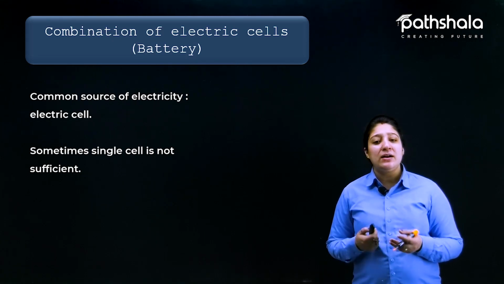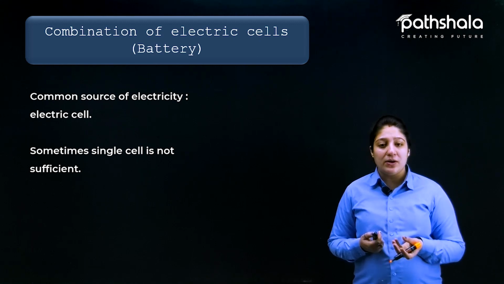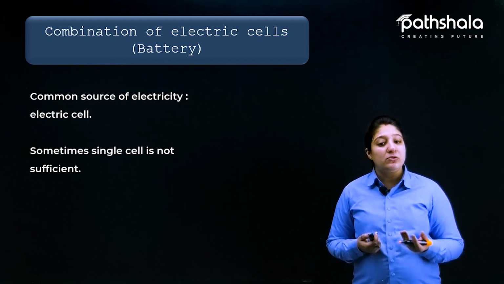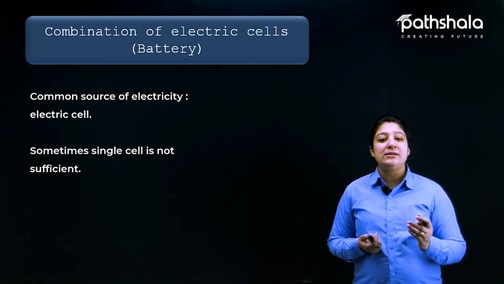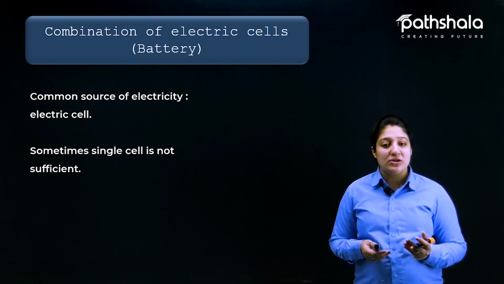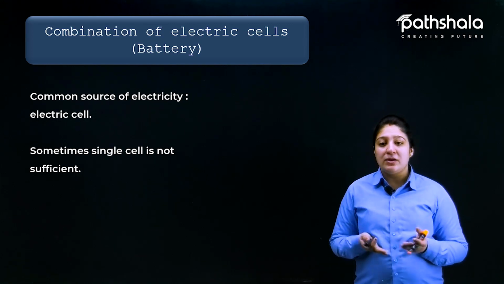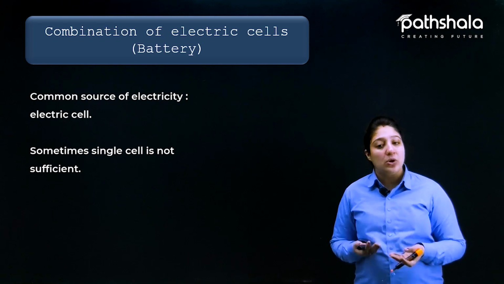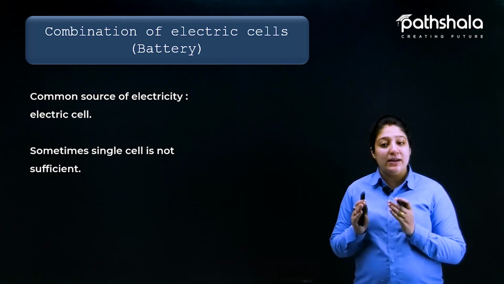Or you have seen that, like you have your TV remotes, in that one cell won't work, right? There you need to put two cells. But when you're putting two cells together, what is the connection? How are you making the connection? If you put both the cells straight, what will happen? The remote won't work. So why is that not working? What are the correct connections that you need to understand here?